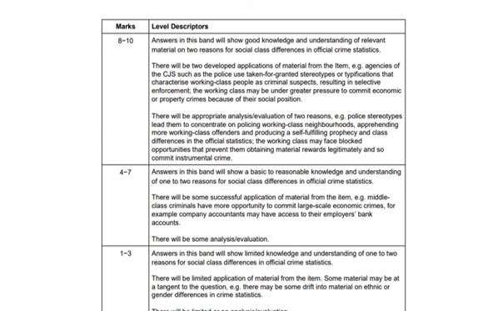If we look at this first band, so to get the highest possible marks for what you're looking for, as you can see, answers in this band, so the top band for a 10 marker, show good knowledge and understanding of the relevant material on 2 reasons for social class differences in official crime statistics. So this is commenting on an answer from a paper 3 crime and deviance question. As you can see, at a level 10, so as a 10 marker to get the top marks for it, in the third paragraph it says there will be an appropriate analysis evaluation of 2 reasons, and then it lists some examples for the markers to give credit for.